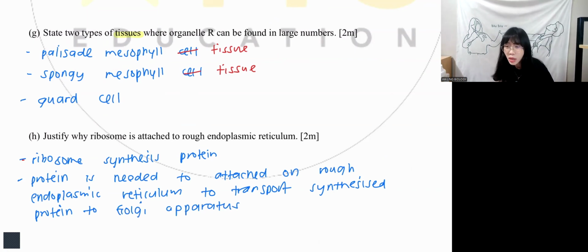Do we need to say both functions of rough ER and Golgi apparatus? Then we write ribosome synthesize protein and then the rough ER transport protein. It's already in the sentence. So for your answer, you need to write the function. No matter how you form your sentence, you have to bring the function into your sentence.